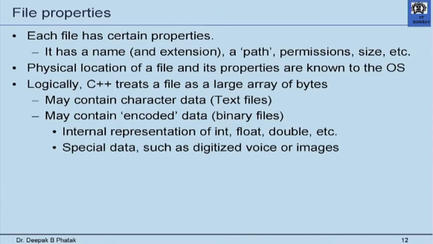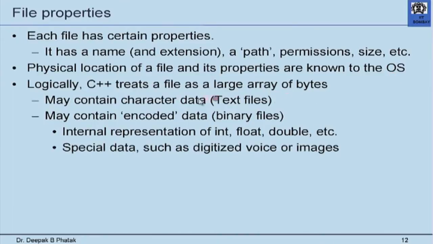It is at this stage that we introduce the notion of a file. First of all, whatever is listed on this slide is something which is already well known to the students, namely a file has a name, it has an extension such as .txt, .exe, .whatever. It has a path, it has permissions for reading and writing. The file has a size which is equal to the total number of bytes. This is the information which generally students would already know. The physical location of a file and its properties are known to the operating system, because it is the operating system which is the custodian of all files.